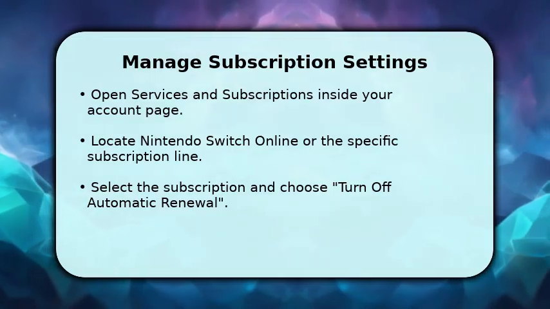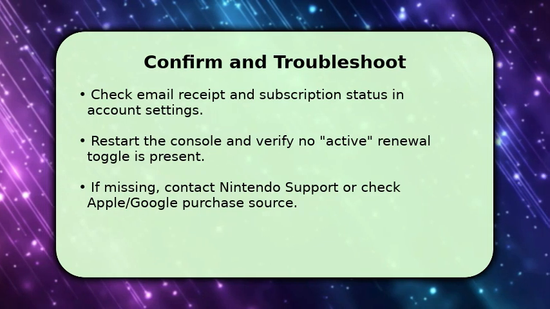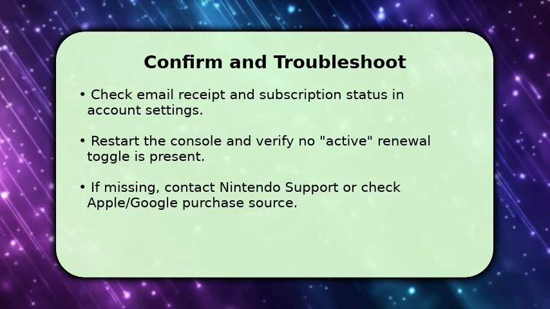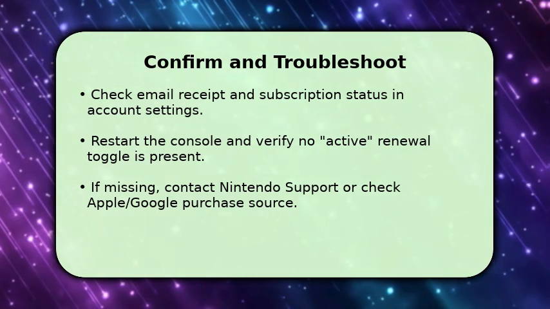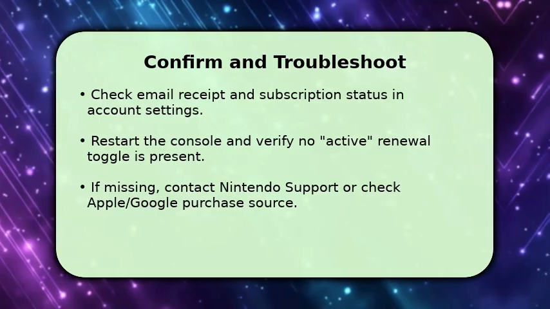Finish by confirming cancellation. Check your Nintendo account email for a confirmation receipt and verify the subscription shows auto-renewal off in services and subscriptions. Restart the Switch and reopen eShop to make sure the change persisted.